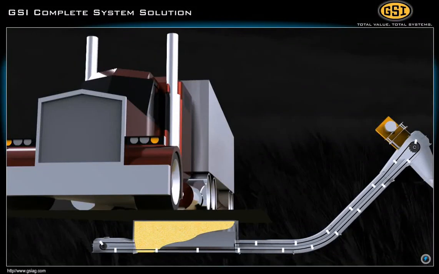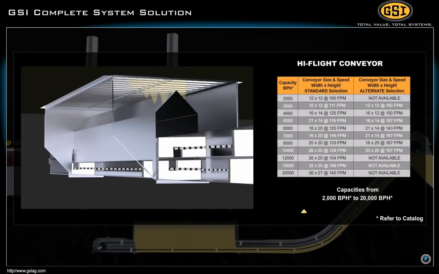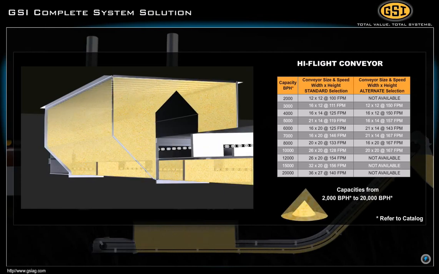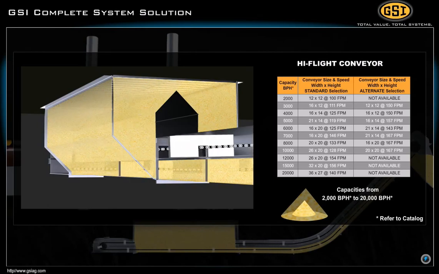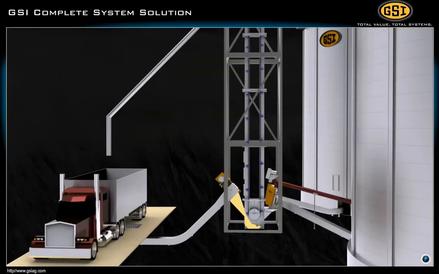The truck unloads the grain into a dump pit. The grain then enters the grain storage system via a high-flight conveyor system, which moves grain at higher angles without reducing capacity. The grain moves up the receiving leg in a bucket conveyor system.